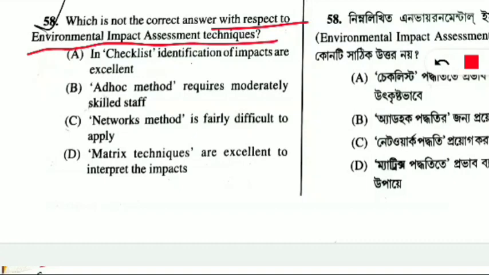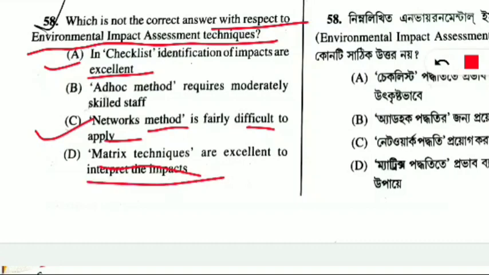This is important. I will read one by one. In checklist, identification of impacts is excellent. This is true. This is a kind of EIA technique, the checklist method. Next, the network method is fairly difficult to apply. It is correct. Matrix techniques are excellent to interpret the impact. Yes, interpretation of results is very good in the matrix technique. But here it is mentioned that the ad hoc method requires moderately skilled staff. It is not correct. The ad hoc method requires excellent, highly skilled experts.